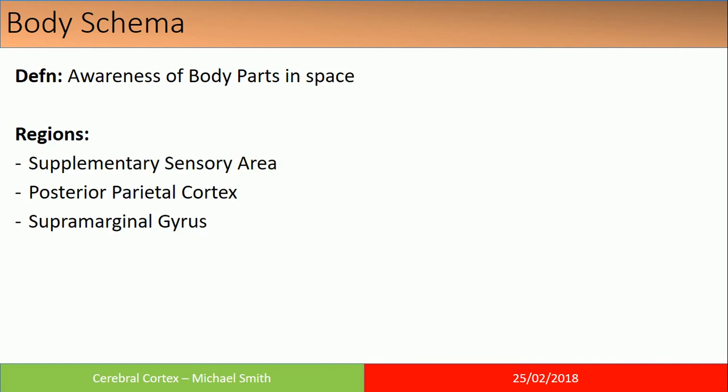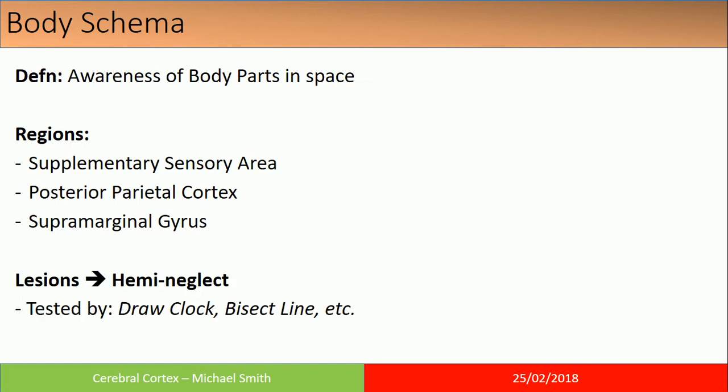So this is made up by your supplementary sensory area, your posterior parietal cortex, and your supramarginal gyrus. And if you have a lesion in this area, then it can lead to something called hemi-neglect. And this is essentially being unaware of your body parts within space. So this might be that you completely neglect the left-hand side of your body. So if somebody cuts their hair, for example, then it might be that they just don't cut the left-hand side of their hair because they aren't aware of that part of their body existing.